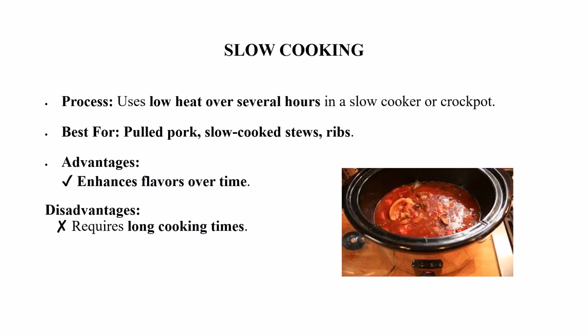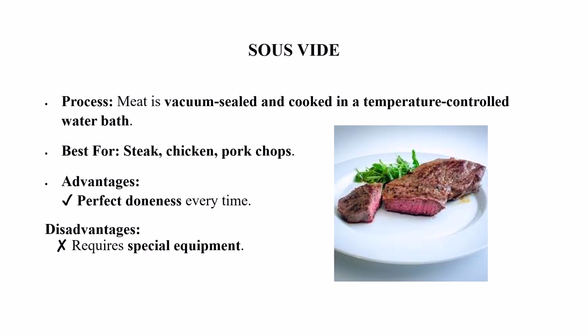Slow cooking uses a crock pot or slow cooker to gently cook meat over several hours. Best for pulled pork, stews, and ribs. Enhances flavor but requires patience. Sous vide. Meat is vacuum sealed and cooked in a temperature controlled water bath. Ensures perfect doneness every time. Requires special equipment but delivers consistent results. These methods are great for developing deep, rich flavors while maintaining tenderness.